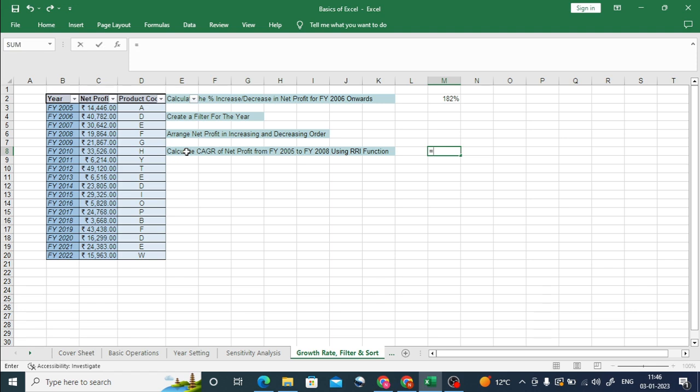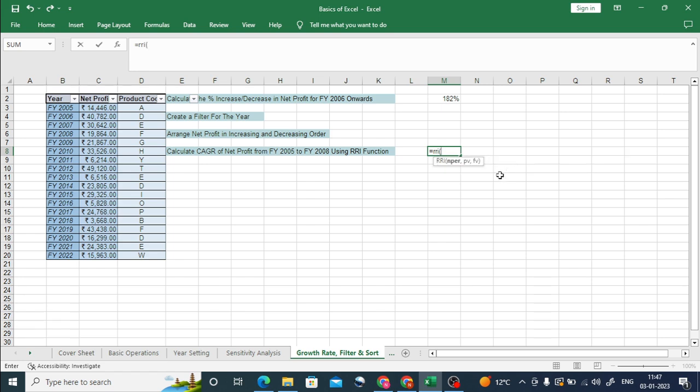And we are being told that we have to use the RRI function. So simply type is equal to, then type RRI. Here you can see a brief description of RRI is given: returns an equivalent interest rate for the growth of an investment. So you simply put the bracket.